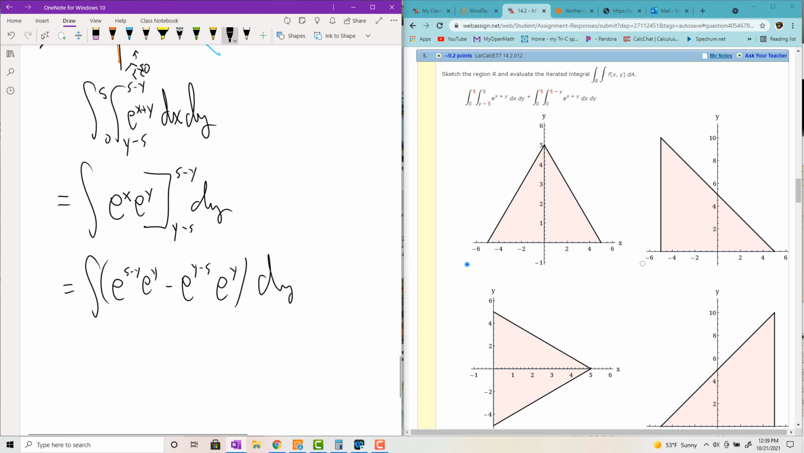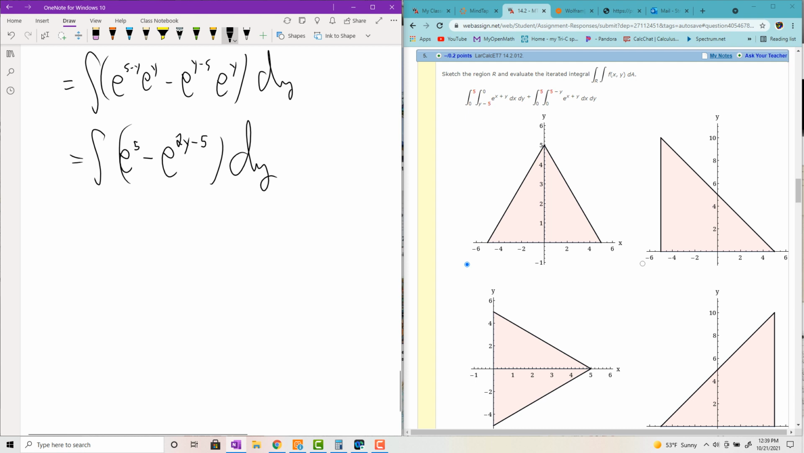You have like bases, so you're adding exponents. 5 minus y plus y is e to the 5. Then minus e to the y minus 5 plus y is 2y minus 5. Okay, and then dy. Then I have to integrate that thing.